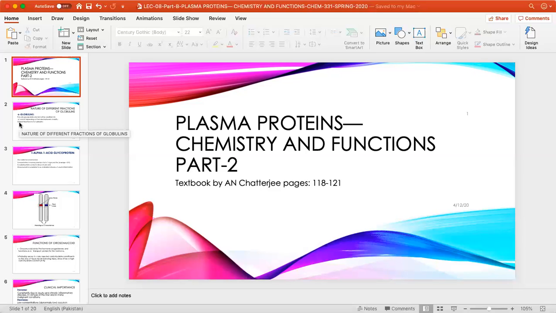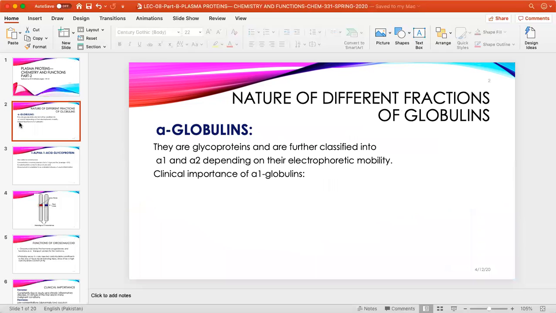Then we come to the fourth kind, that is known as beta 2 microglobulin. It has no further classification. And the last one is the gamma globulins. In this lecture, I'm going to give you some explanations of all these plasma proteins, their location and their functions and so on. Let's move to slide number 2. We need to discuss the nature of different fractions of globulins. The first kind is the alpha globulin.